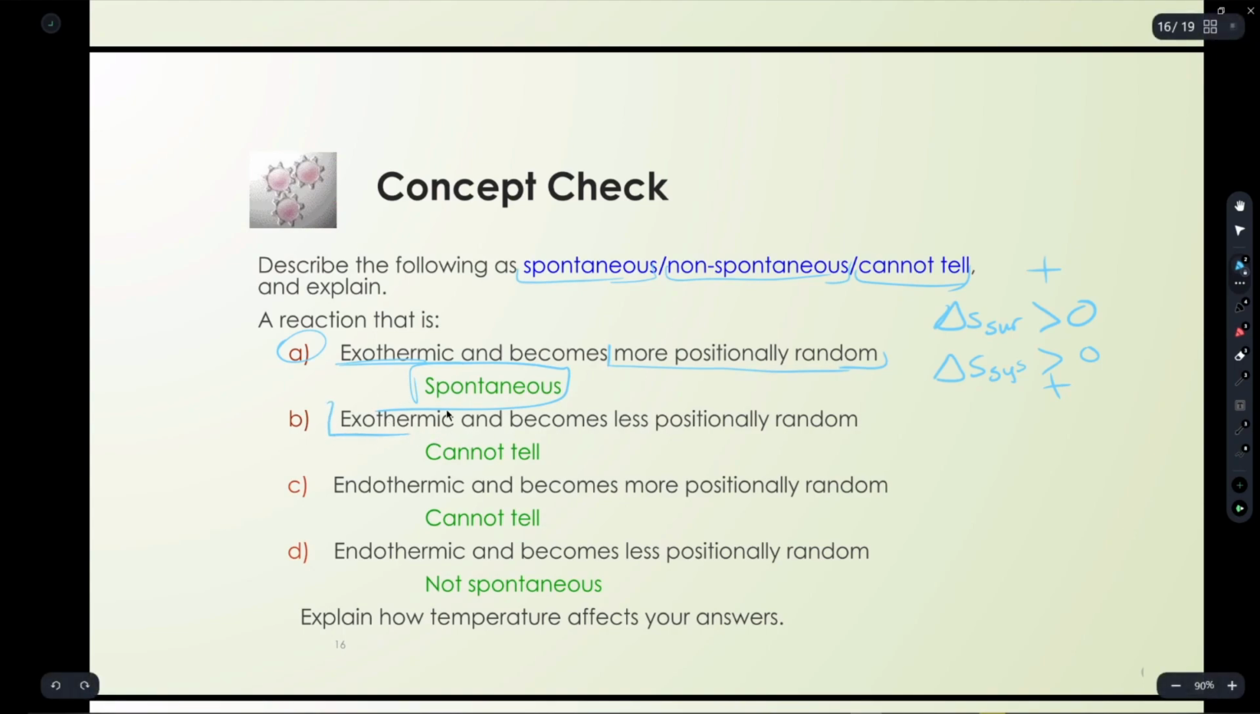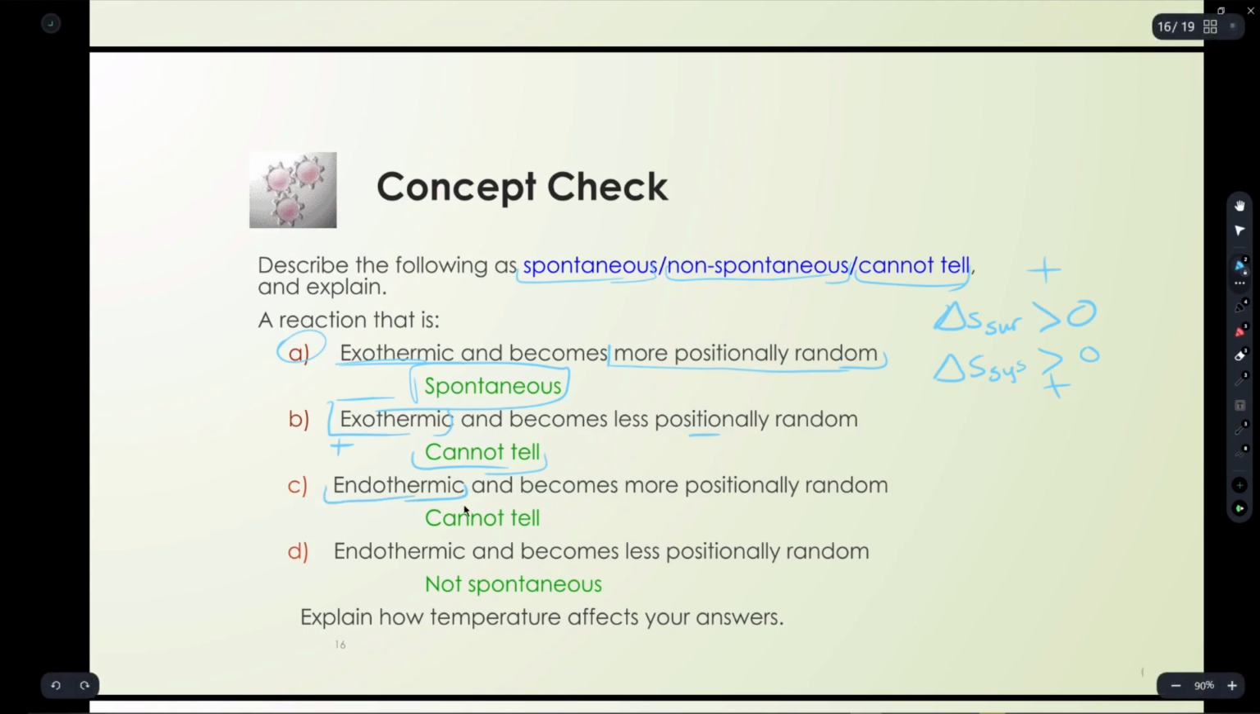If it is exothermic and becomes less positionally random, the delta S of the surroundings is positive, while the delta S of the system is negative. We don't have enough information to tell. To tell whether this is spontaneous or non-spontaneous, we need to look at the magnitude of each value, which we do not currently have.